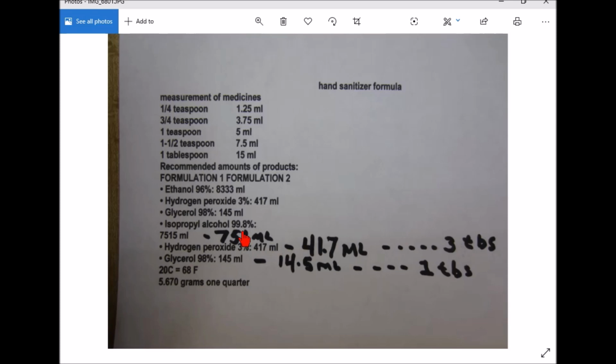This is our formula. We're not going to use the ethanol formula. We're going to use the isopropyl formula. This is to make 10 liters, but we're making 1/10. So we'll change 7,515 mLs to 751 mLs of alcohol.